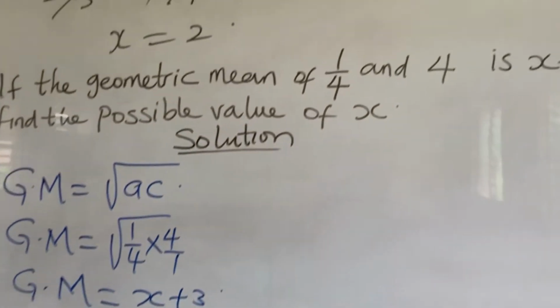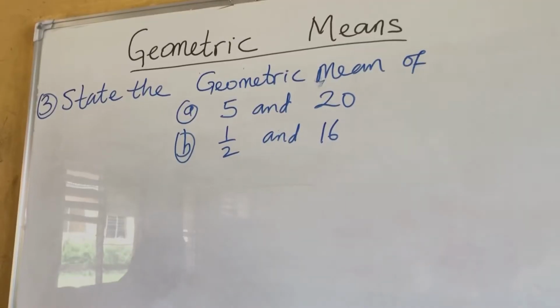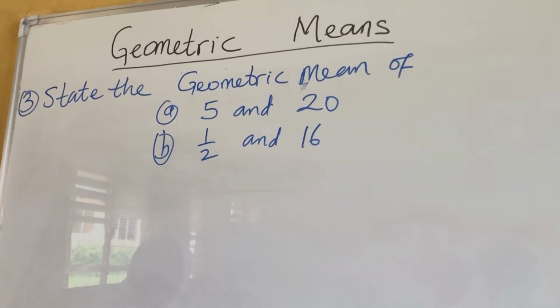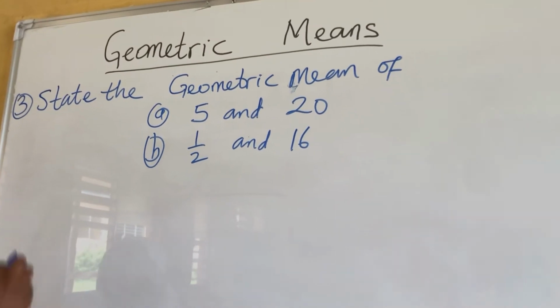Example 3. State the geometric mean of A, 5 and B; and 20, B, 1 over 2 and 16. Solution.